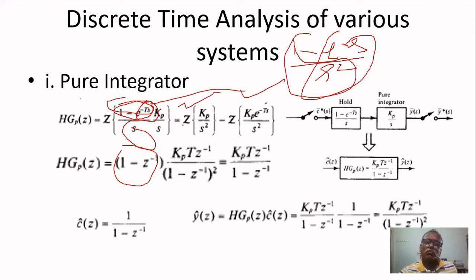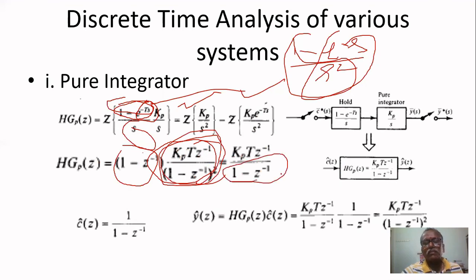So if you take the common term, Kp by s square is the common term. Here you will get 1, and here 1 minus e power minus Ts, that is 1 minus z power minus 1. If you find the inverse Z transform of 1 by s square, what you will get is Kp T z power minus 1 divided by 1 minus z power minus 1 whole square. You will get Kp T z power minus 1 divided by 1 minus z power minus 1. For the pure integrator, we got the transfer function as Kp T z power minus 1 by 1 minus z power minus 1. That is the transfer function we got.